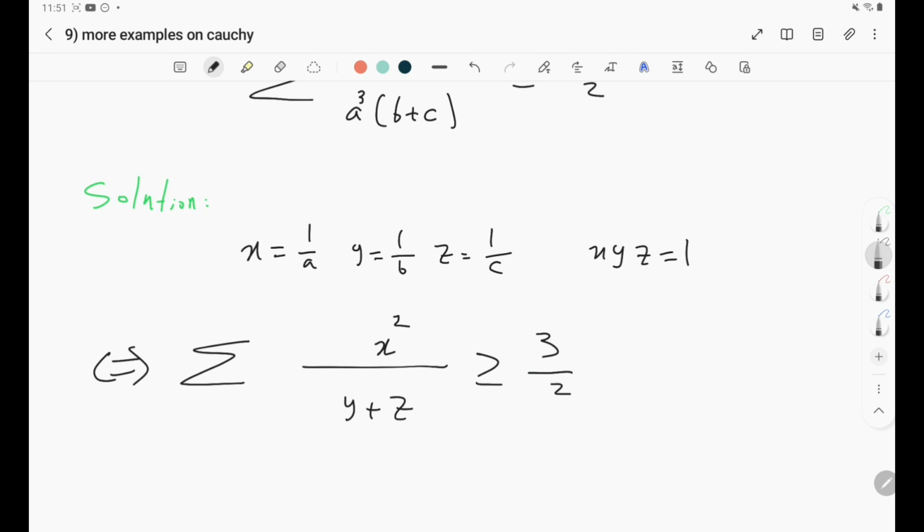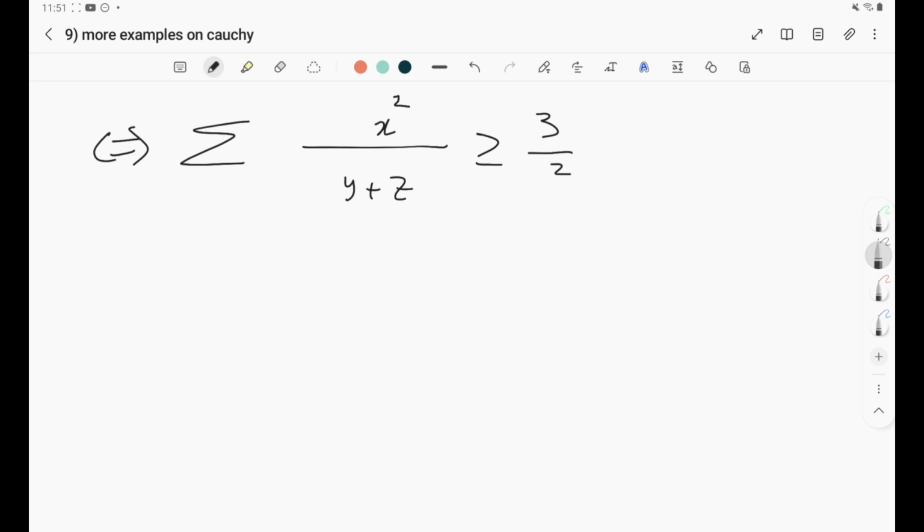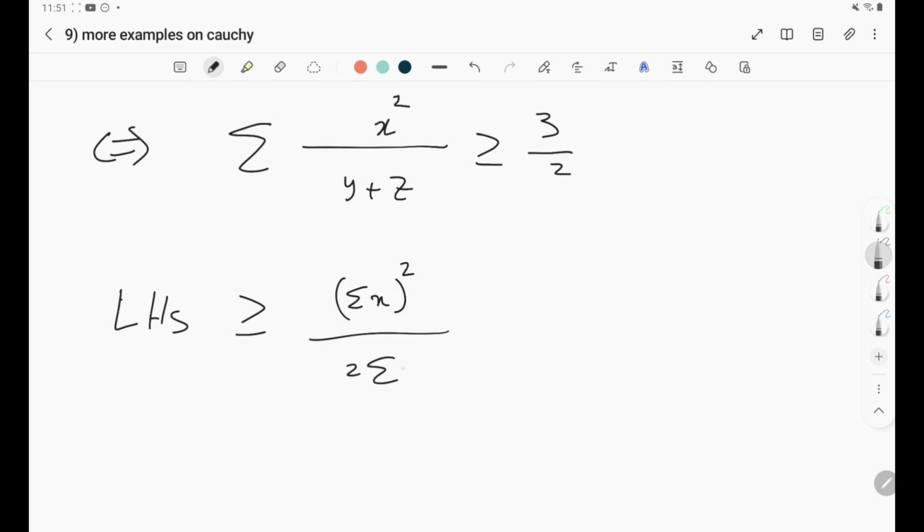Now this thing is really, really nice, and in fact, you should immediately see that this is the literal application of Titu. So now you should immediately go for Titu because you have here x squared and you have a fraction. So immediately we should think about that. So let's just do that. So the LHS is greater than or equal to (sigma x) all squared divided by 2 sigma x. Of course they cancel, very nice. So we have sigma x over 2. Of course our goal is to show this thing is greater than or equal to 3 over 2, which is a piece of cake by AM-GM.